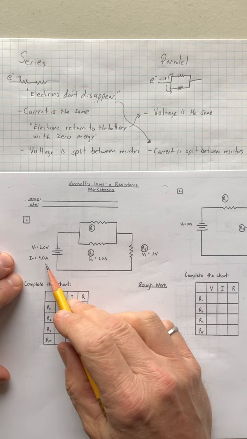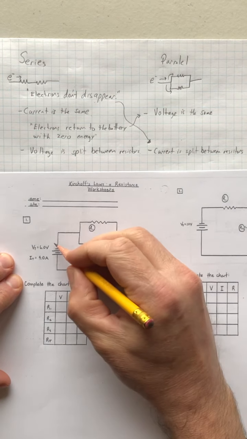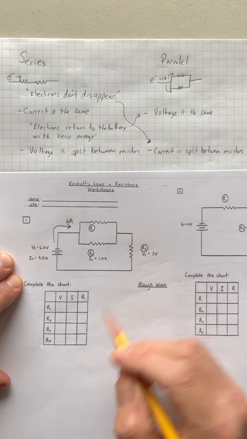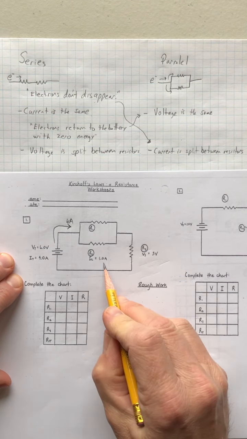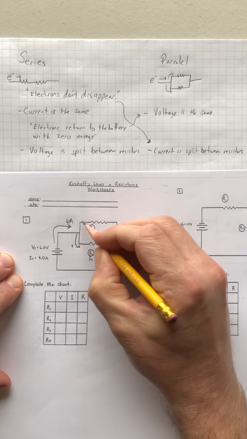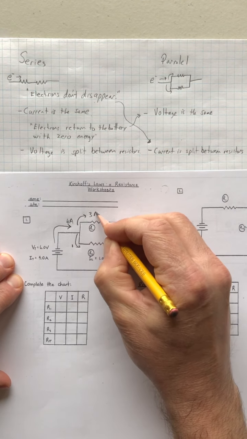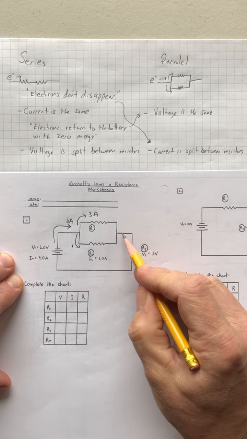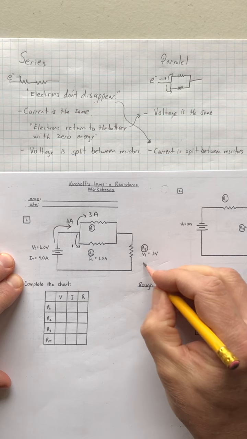We got 4 amps coming out of here. Amps is actually the best one because they don't disappear. 4 amps are around that corner, and they're telling me 1 amp took the bottom. So if 1 goes that way, that means 3 amps are taking the top trail. And then the 3 and the 1 join together again to become 4 amps.